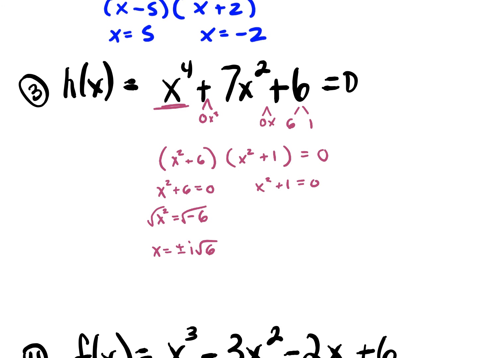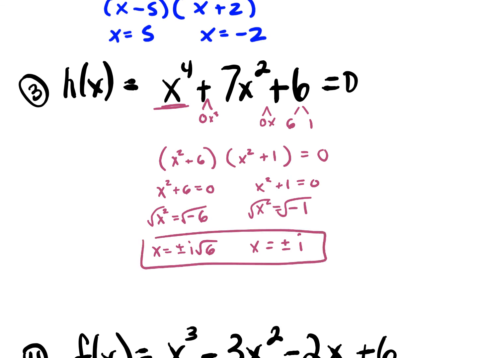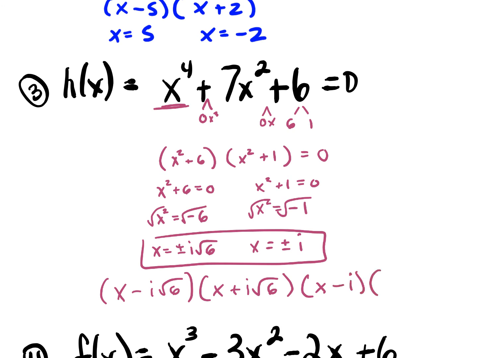And then we do the same thing here. Subtract 1, so x squared is equal to negative 1. Take the square root. Plus or minus i. Awesome. So these would be our zeros. And then in our factored form, I would have x minus i square root 6, x plus i square root 6, x minus i, x plus i.